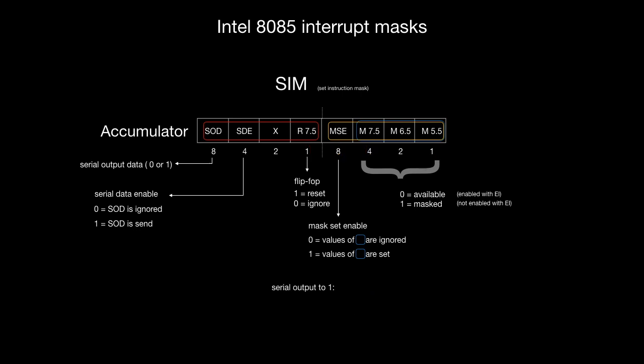And next example, suppose you want to do a serial output to 1. So on the left side there's 8 for SOD, and you want to send it to the pin, you have to add the 4. That's 12. On the right side, you don't want to change the mask, so that's a 0.